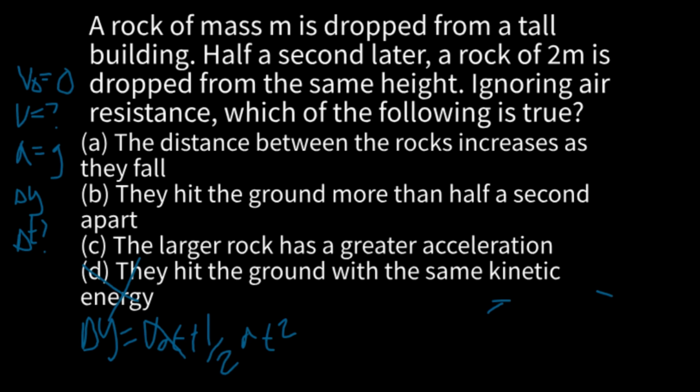So if the rocks are dropped half a second apart, they will hit the ground exactly half a second apart if air resistance is negligible. So B is claiming that not to be true, so it is wrong. And hopefully you will say that C is also wrong because that acceleration is due to gravity. They're in the same gravitational field. Acceleration will be the same as due to g, right there. That means A is the correct answer for this problem.